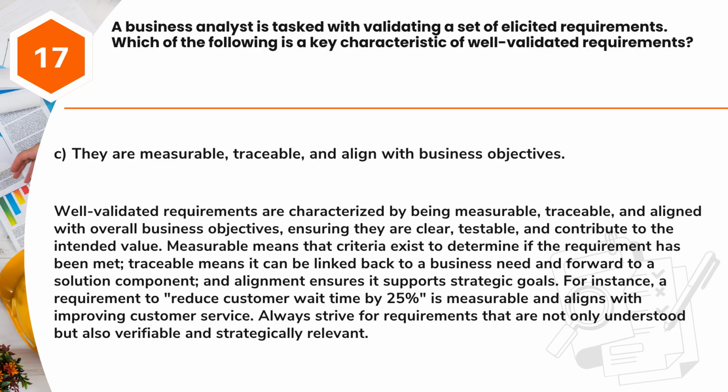Answer. C. They are measurable, traceable, and align with business objectives. Well-validated requirements are characterized by being measurable, traceable, and aligned with overall business objectives, ensuring they are clear, testable, and contribute to the intended value. Measurable means that criteria exist to determine if the requirement has been met, traceable means it can be linked back to a business need and forward to a solution component, and alignment ensures it supports strategic goals.